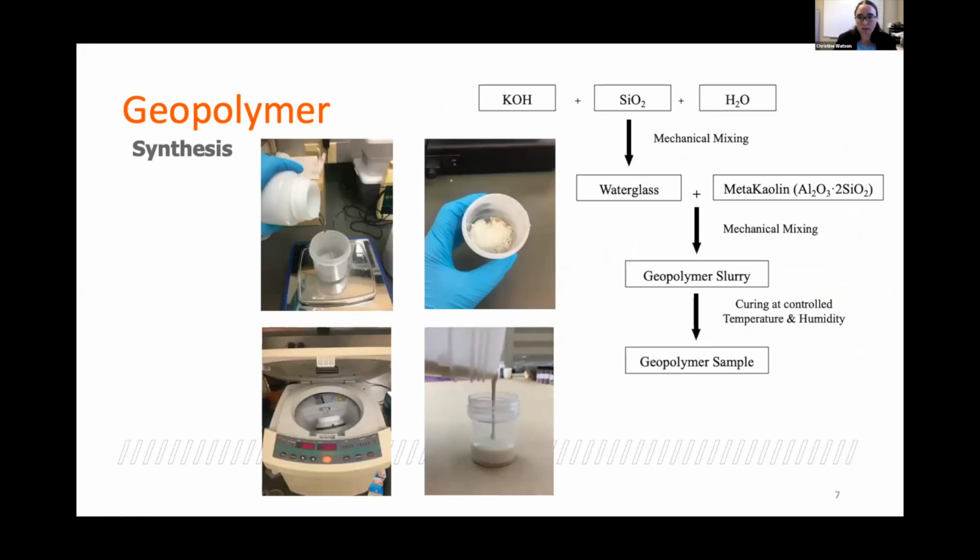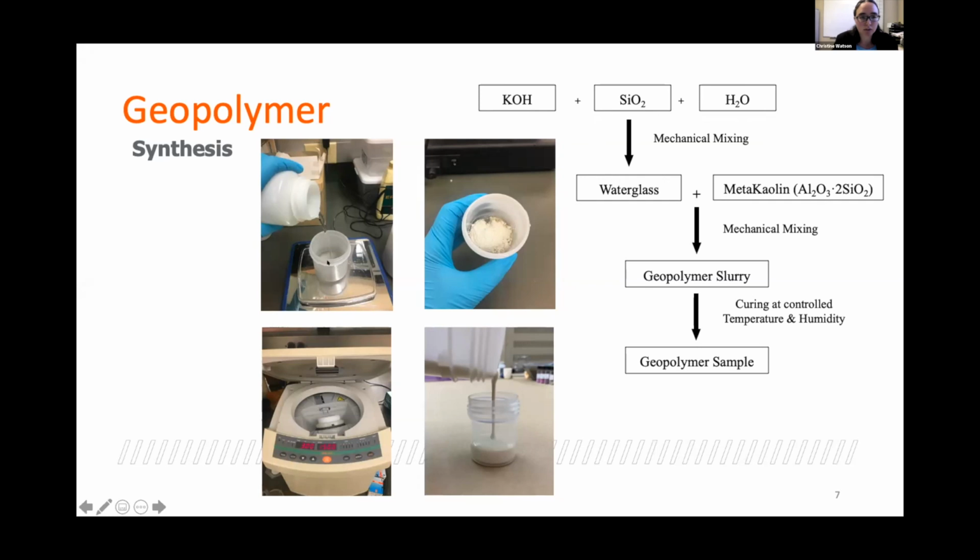In the lab, this is how we make geopolymer. We start with potassium hydroxide and silica fume, SiO2, and we add water. We mix those together to achieve water glass. That is our highly alkaline solution. Then we add metakaolin, Al2O3 to SiO2. That's our aluminosilicate starting material. When we mix those together, we achieve a geopolymer slurry, and we cure that at a controlled temperature and humidity to get the geopolymer sample.